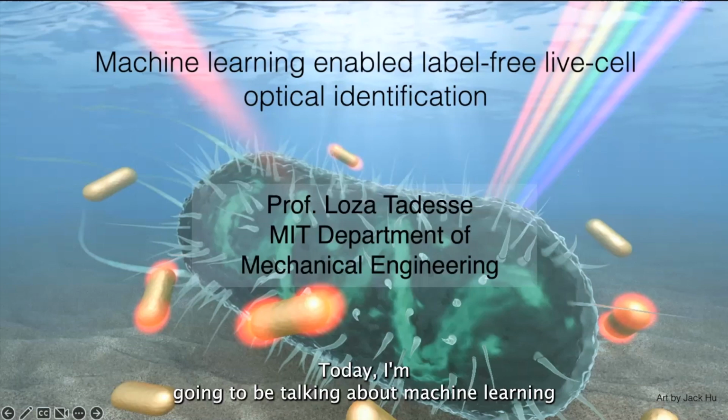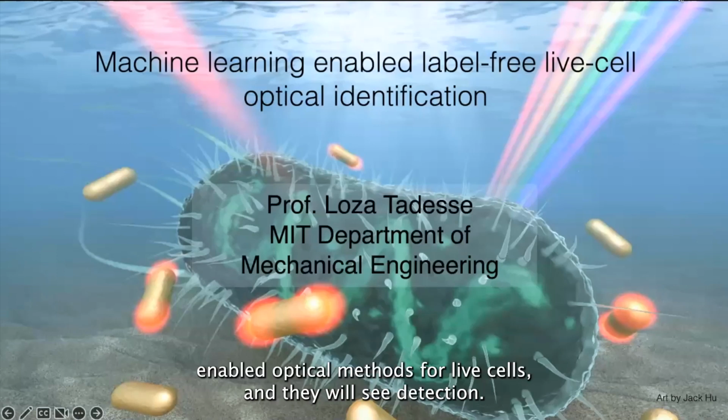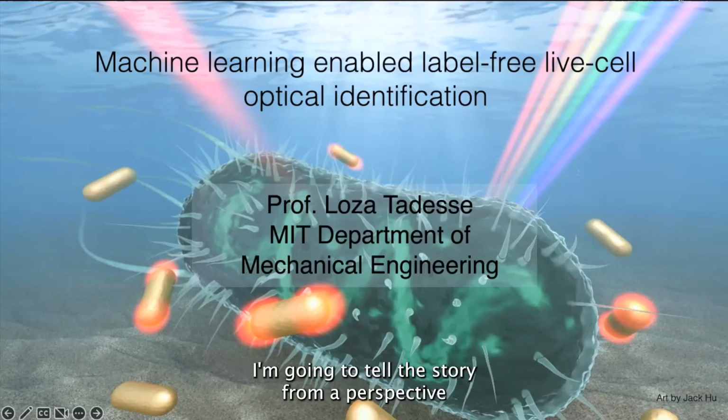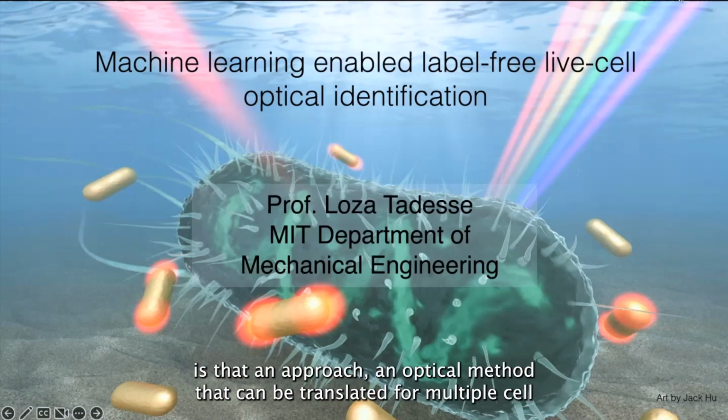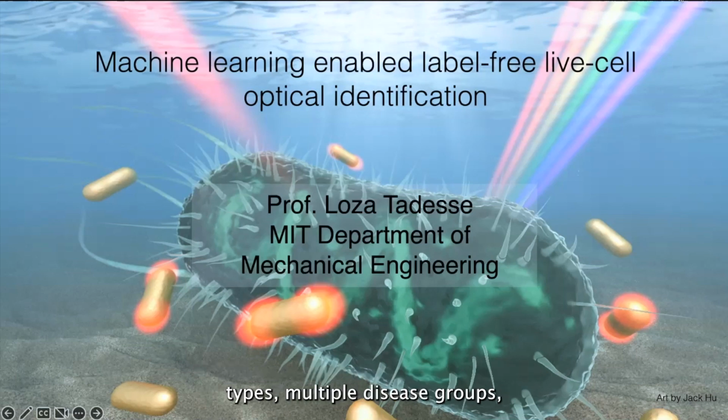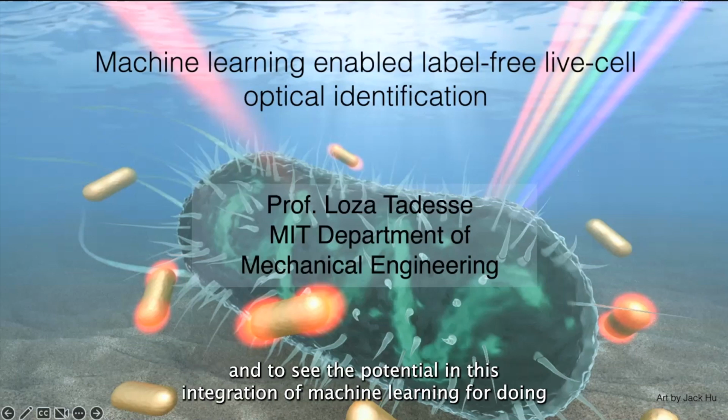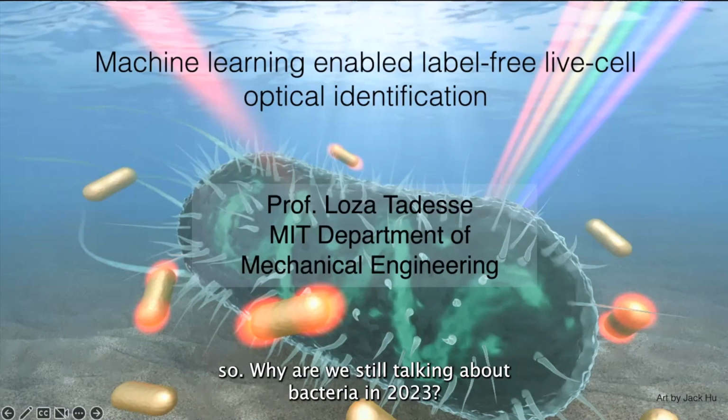Today, I'm going to be talking about machine learning enabled optical methods for live cell and label-free detection. I'm going to tell the story from a perspective of infection diagnostics, bacterial identification. But what I really want you to get is that an approach, an optical method, can be translated for multiple cell types, multiple disease groups, and to see the potential in this integration of machine learning for doing so.